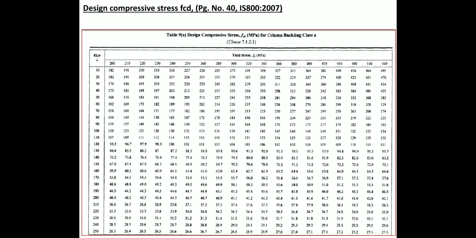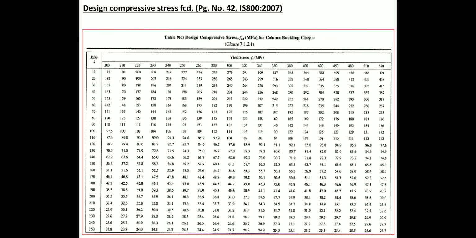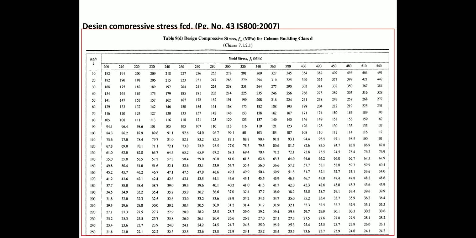So Table 9a is there for us to refer to for our calculation. Again the second is 9b, the third one is 9c and 9d, on pages 40 to 43 of IS 800:2007.